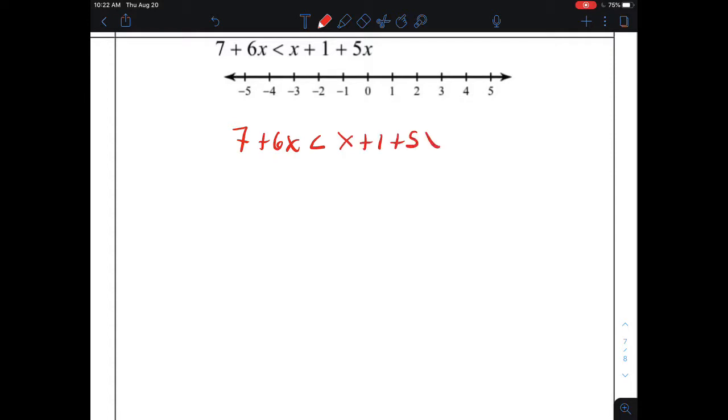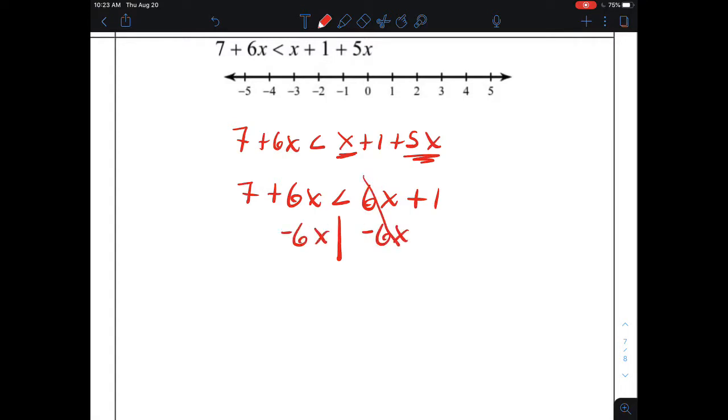I can combine like terms on the right-hand side because I have x and I have 5x. So I'll do that and we'll rewrite. So we have 7 plus 6x is less than 6x plus 1. And we try to get our x's on the same side. So let's say I want to put my x's on the left. So I'm going to subtract this 6x and put it on the left-hand side. And what happens is the x's cancel out and I'm left with 7 less than 1.